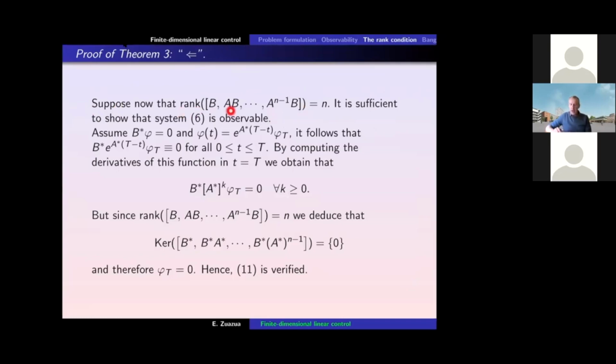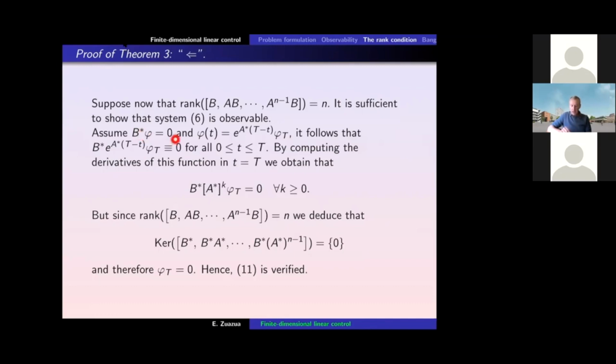Suppose first that the rank is N. There are two implications. So I suppose that the rank is N, and I would like to show that the system is controllable. But actually, we have shown that the controllability of the system is equivalent to unique continuation. So let us then, under this condition of full rank, assume that there is a phi so that B star phi is equal to 0.